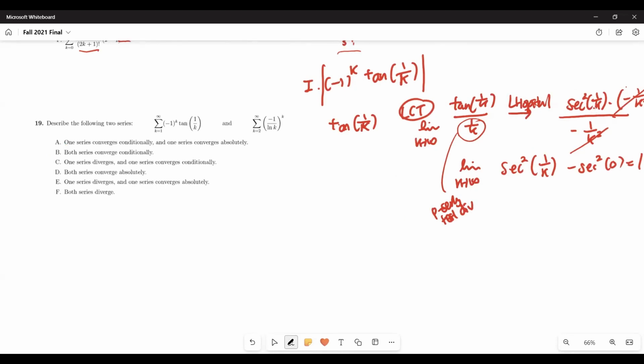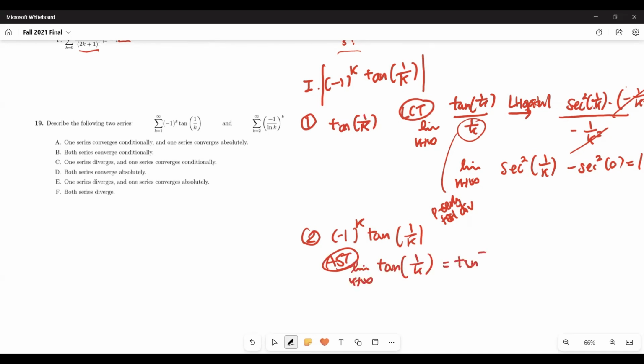Okay, and now let's try it without the absolute value, just the original. So it's going to be negative 1 to the k, tangent of 1 over k. If you apply AST, the alternate series test, this is just going to be tangent of 1 over k, right? And then if the limit of k goes to infinity, this just becomes tangent of tangent inverse.